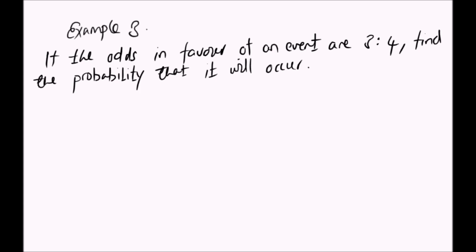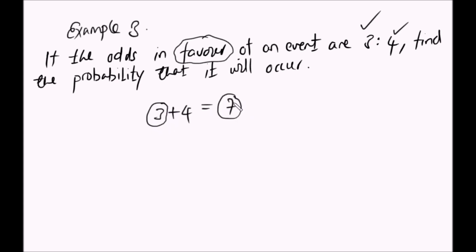Now this is example 3. Example 3 anasema if the odds in favor of an event are 3 to 4, find the probability that the event will occur. In favor, kwa hiyo hii ndo 3 alafu hii 4 ni against. So unafanyaje? Unajua hapo unachukua tu 3 plus 4 unapata 7. So huyu ndo anakuwa in favor, huyu anakuwa total. Kwa hiyo the probability that the event will occur itakuwa ni 3 over 7. So angesema the probability against the event occurring ingekuwa ni 4 over 7. Yeah, this is example 3.